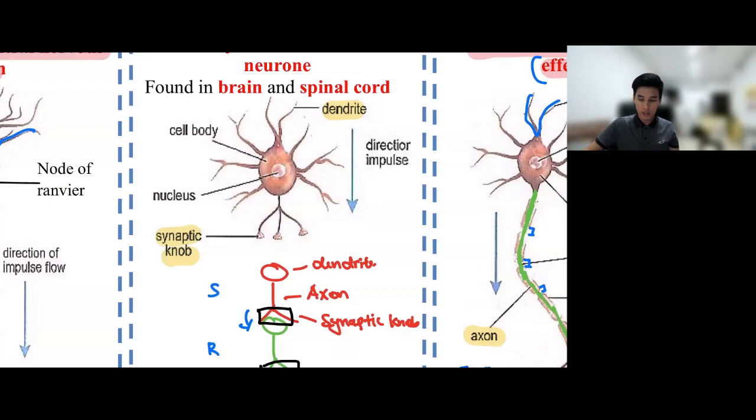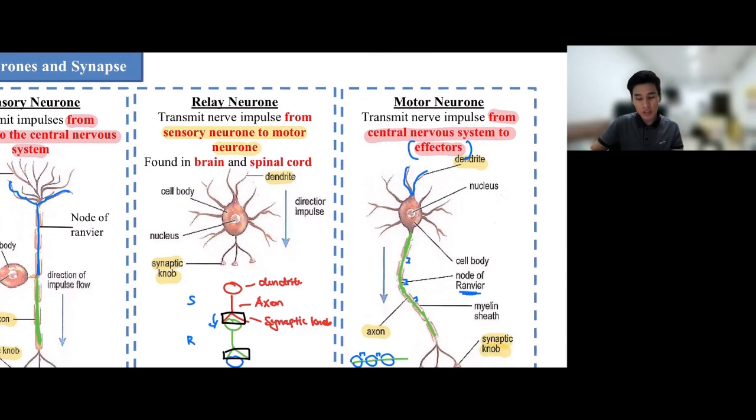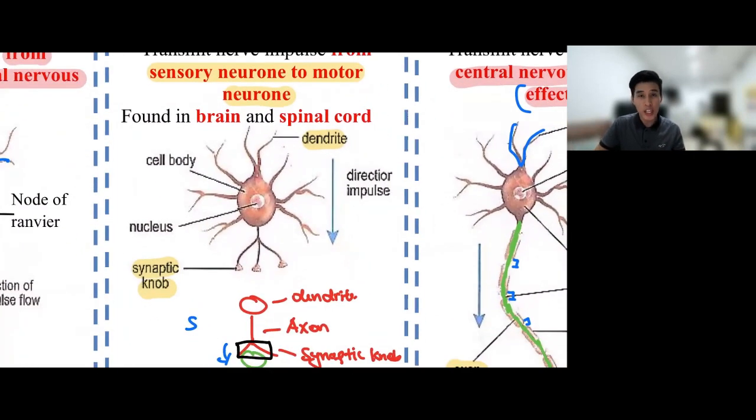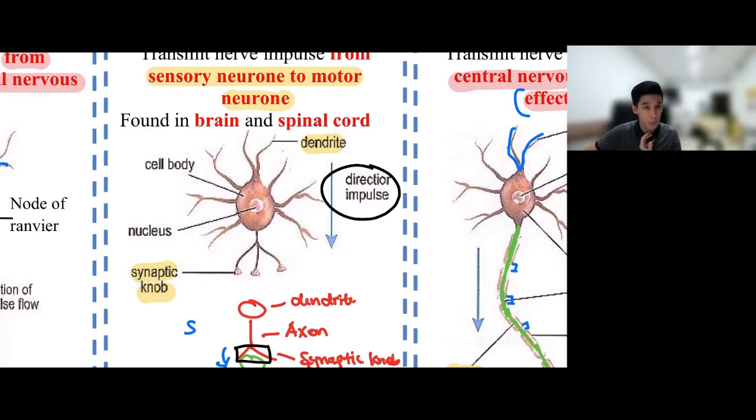Now relay neuron is found only in brain and spinal cord. And like I say, it's to connect the sensory to motor. That's why the function is transmit impulse from sensory to motor neuron. And one thing you've got to take note of is, when a question asks you to label the dendrite and synaptic knot of relay neuron, most of the time they look very alike. Even though here you can see there's a difference in the knot shape. But sometimes in the exam, they purposely draw them very similar. So how to know which is dendrite, which is synaptic knot? The direction. It's always from head to butt, dendrite to synaptic knot.